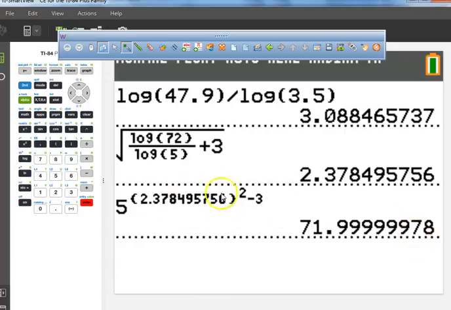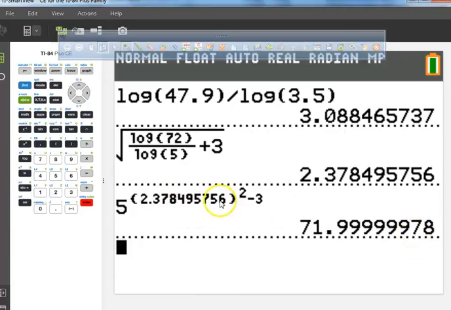So why is it repeating? Because even a calculator approximates, okay, as much as it can.